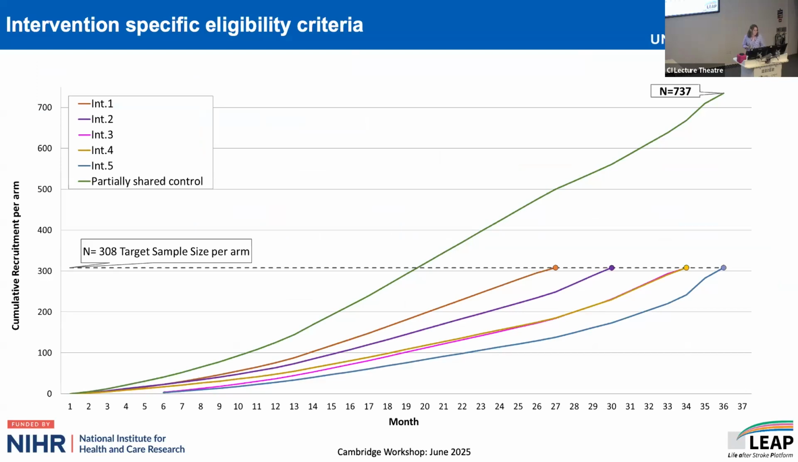It also informed the difference in the likely recruitment rates to each trial arm depicted here. So in the green line, we have the participants randomised to usual care, and below is recruitment to each intervention arm up to their target of 308 participants. And we can see that the recruitment target in each intervention arm would be reached at a different time, depending on those eligibility rates. And of course, as each arm closes to recruitment or additional arms are added into the platform, that randomisation process changes along with the rate of recruitment to remaining treatment arms.